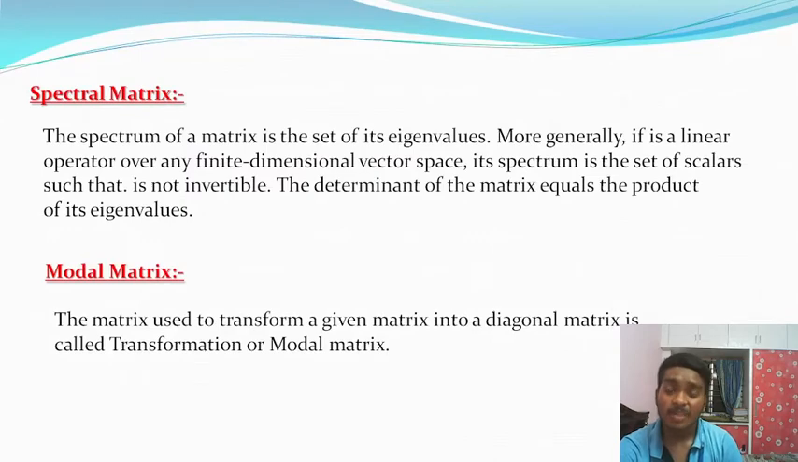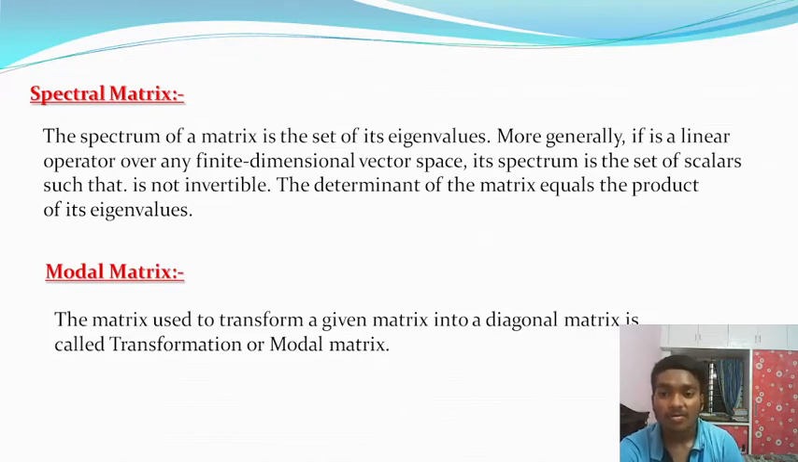Spectral matrix. The spectral matrix is also known as the diagonal matrix. The spectrum of a matrix is the set of its eigenvalues. More generally, for a linear operator over any finite dimensional vector space, its spectrum is the set of scalars such that it is not invertible. The model matrix is invertible, but the diagonal matrix, the spectral matrix, is not invertible. The determinant of a matrix is equal to the product of its eigenvalues.